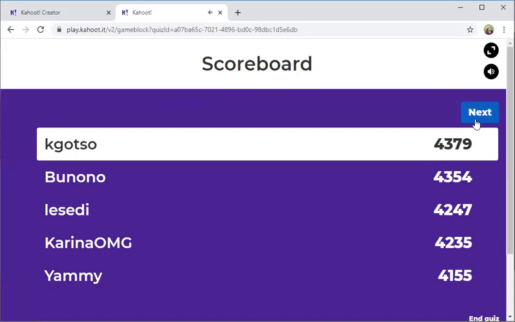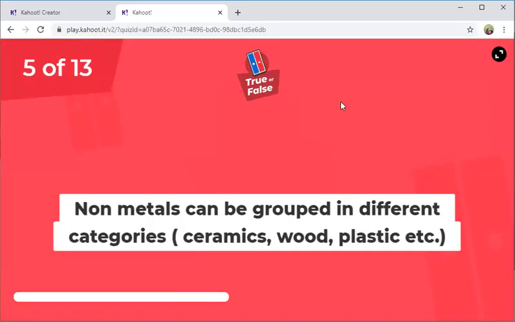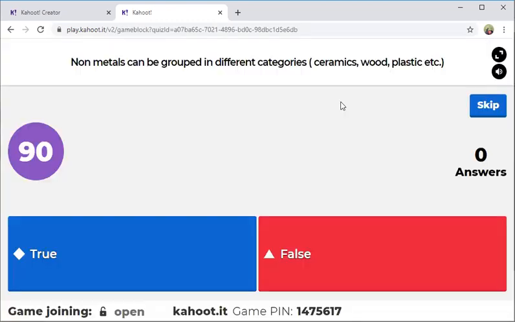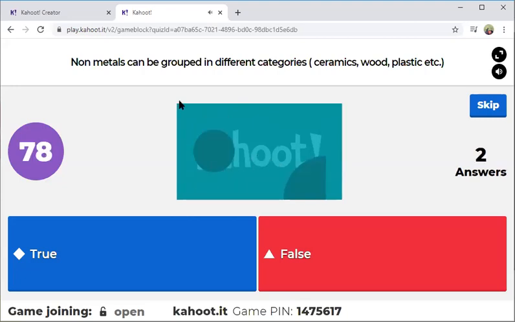And then we have Kotso still in first place, followed by Bonon, Lesedi, Karina, and Yami. Right? Next question, is it true or false? Non-metals can be grouped in different categories. Examples are ceramics, wood, plastic, etc. Can non-metals be grouped in different categories? True or false? So guys, if you are not in Kahoot, you can send your answers through to the group chat just to join in.